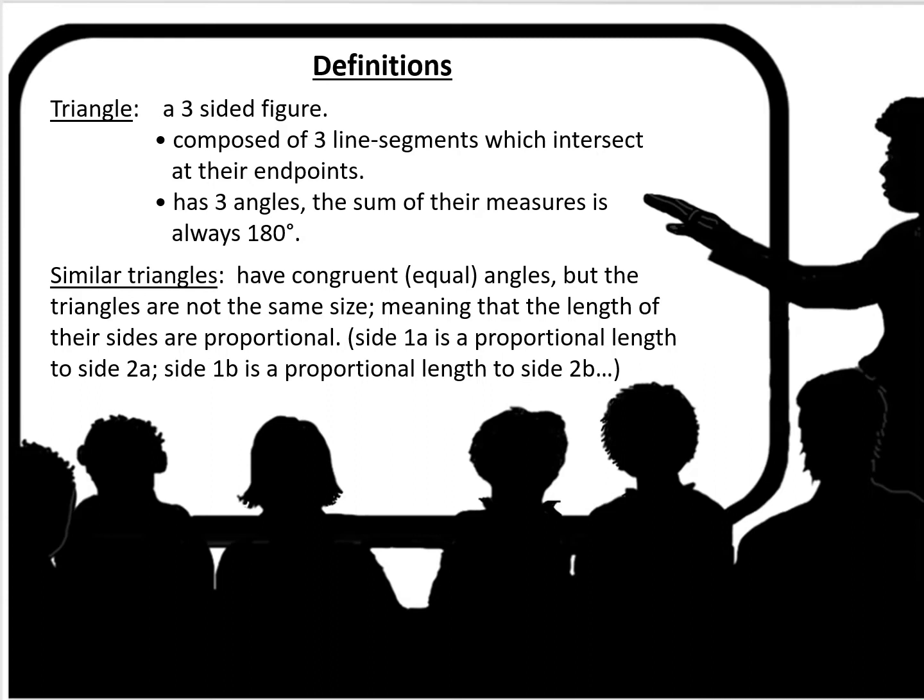Now, similar triangles have congruent or equal angles, but the triangles are not the same, meaning that the lengths of their sides are proportional. So side 1A is a proportional length to side 2A, side 1B is a proportional length to side 2B, etc. Now, congruent triangles have equal angles and equal side lengths.